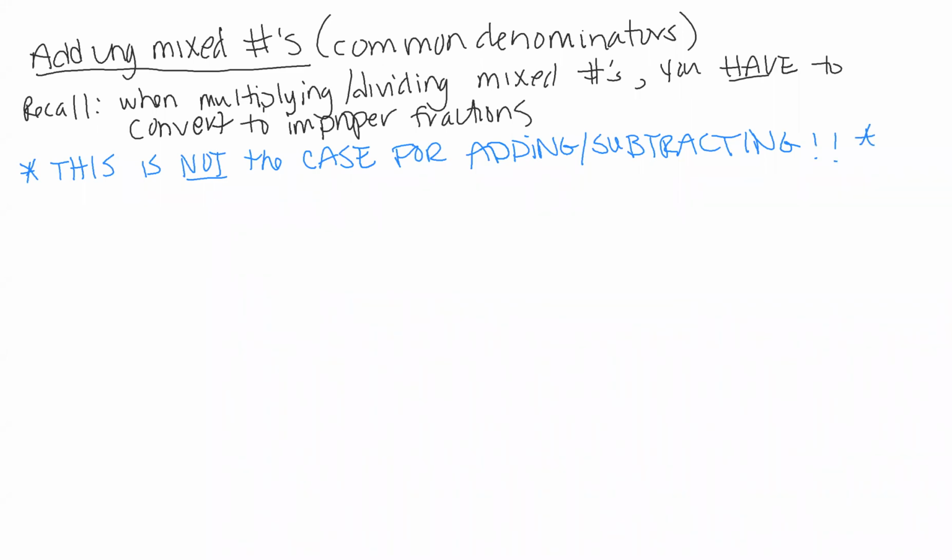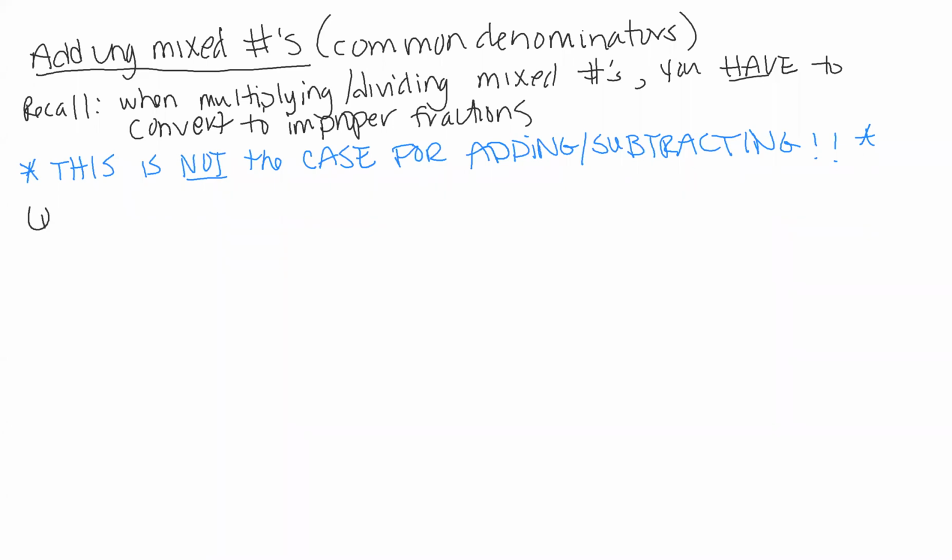Now, you can convert your mixed numbers to improper fractions and then add, but I genuinely don't like to do it that way. And some people are just die hard, convert everything to improper fractions, add, subtract, multiply, divide, whatever the case is, and that's fine. For me, adding and subtracting mixed numbers, when I convert them to improper fractions, sometimes I get numbers that are so big that it's nearly impossible to simplify them or convert them back into a mixed number. So for me, I like to just keep the mixed number.